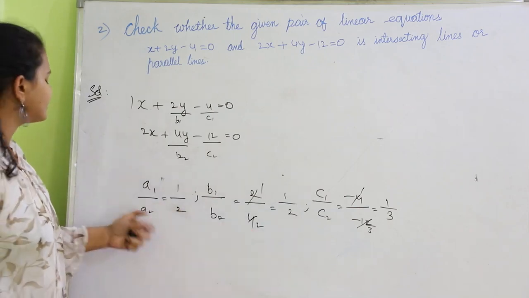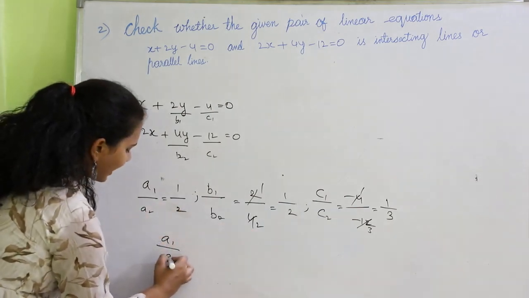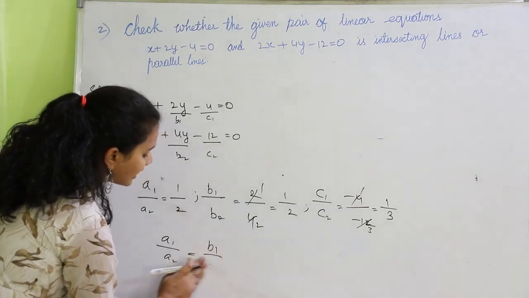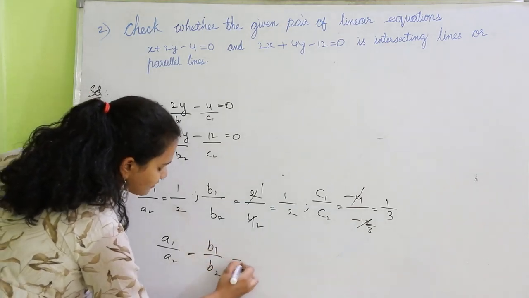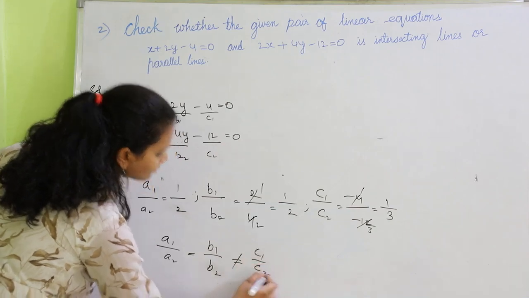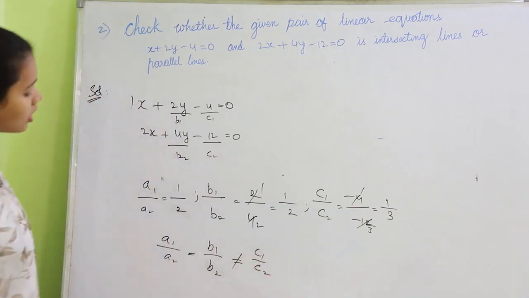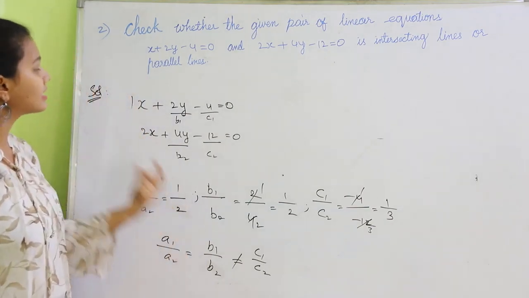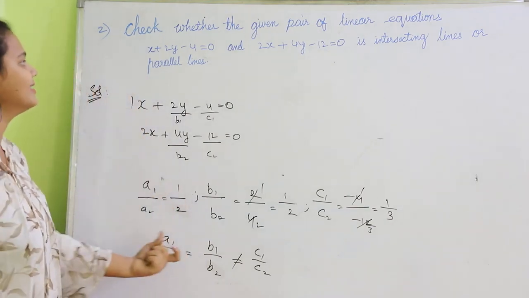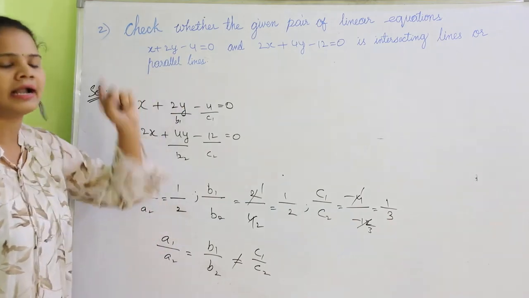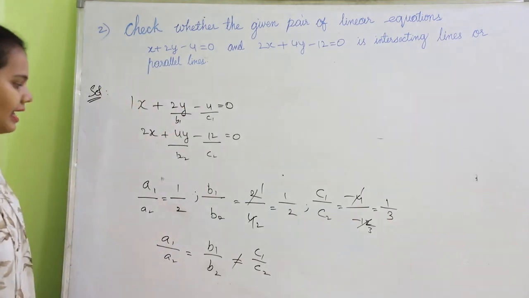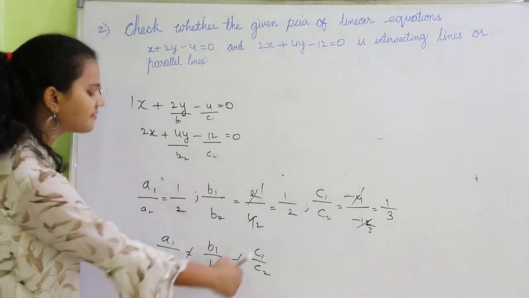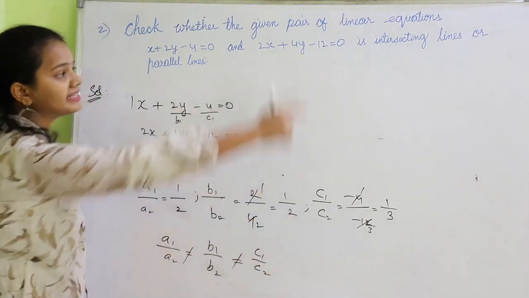So therefore I can say a1 by a2 equals b1 by b2, which is not equal to c1 by c2. Clear? So here I can say the given pair of linear equations are parallel lines. Because if a1 by a2 is not equal to b1 by b2, which is not equal to c1 by c2, then it would be intersecting.